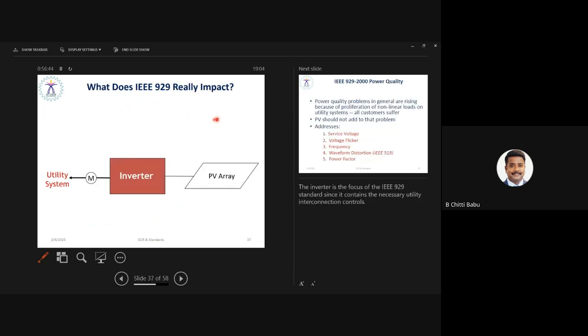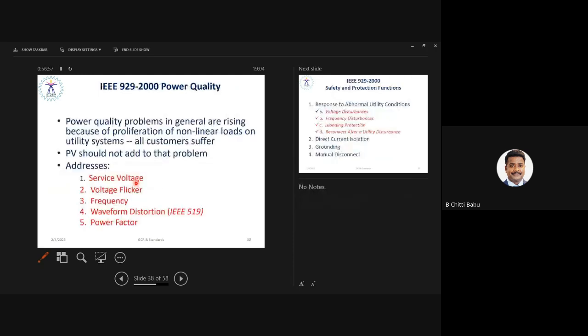And in IEEE 929, what it impacts is how the PV is connected to the utility grid via an inverter. So how would you make an interconnection between the PV array and the utility system? This is what it means, and that includes different power quality norms. These power quality problems usually arise in the utility grid because of a proliferation of nonlinear loads. As we connect at the point of common coupling, all customers will suffer because there would be deviation in the actual system voltage. So PV should not add to the problem, but still the loads are all nonlinear electronic loads.